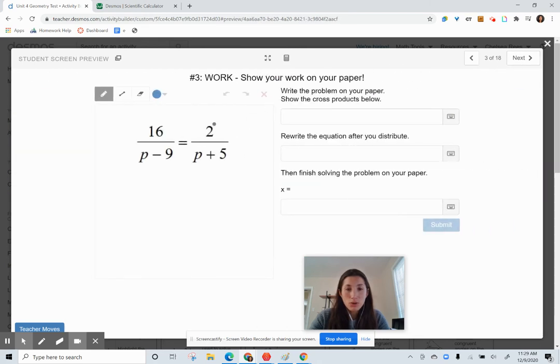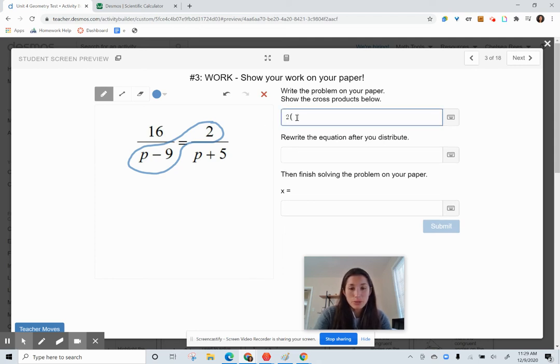Okay, here we have a cross product. So we're going to multiply 2 with p minus 9. I'm going to multiply that as a cross product, so it can be 2 multiplied with p minus 9. And then we're going to set that equal to the other cross product. It doesn't matter the order. You could have done the 16 and the p plus 5 first. That's our first step when we see a proportion like this.